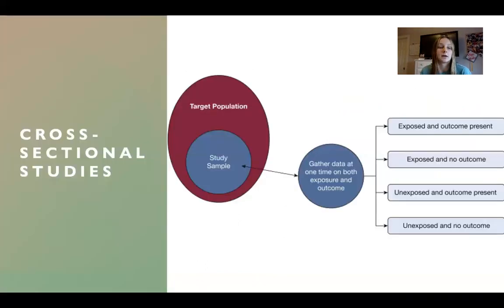And this is a diagram to show that a sample is taken from a population. You gather data at one single time about those people in the sample, and you get an outcome of whether they were exposed and they have the disease, not exposed and they don't have the disease, etc.